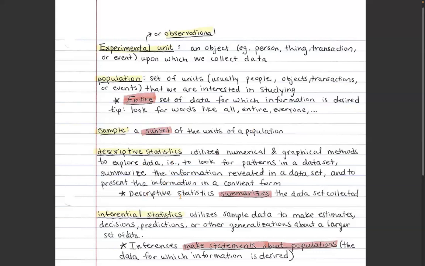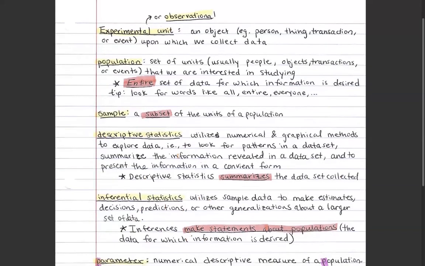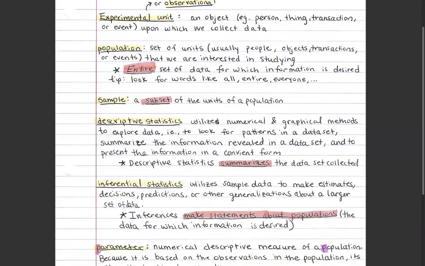And descriptive statistics summarizes the data set collected, whereas inferential statistics utilizes sample data to make estimates, decisions, predictions, or other generalizations about a larger set of data. So here, inferences make statements about populations, the data for which information is desired. So that's a way to differentiate between the two: descriptive statistics summarize and inferential statistics make a statement about the population.